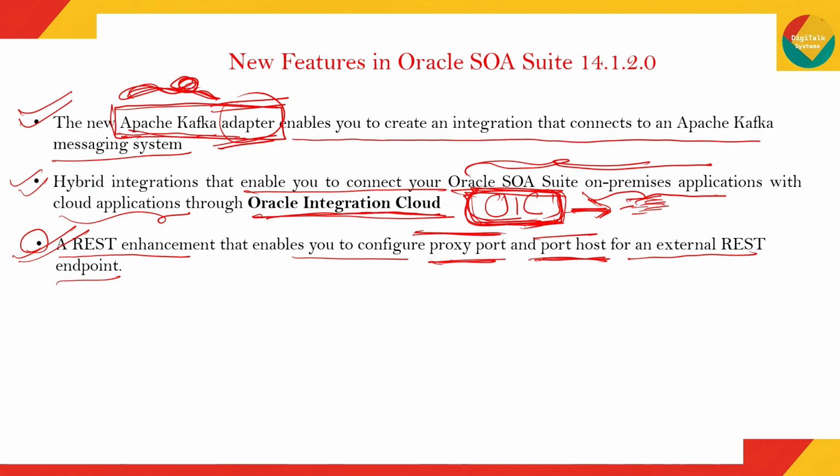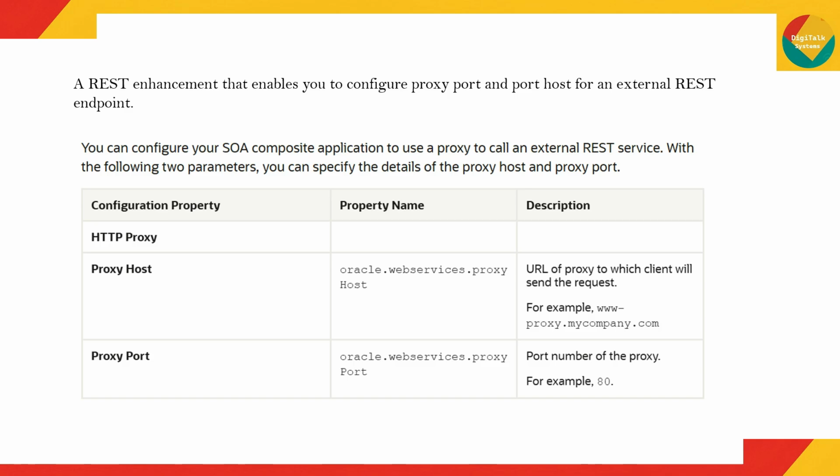So that proxy port and this particular proxy host, now we can define directly in our composites. Okay, and let me show you this as well. So this is the enhancement that I am talking about. So that means you can configure your SOA Suite application directly to use proxy to call an external REST service, okay, with the following two parameters.